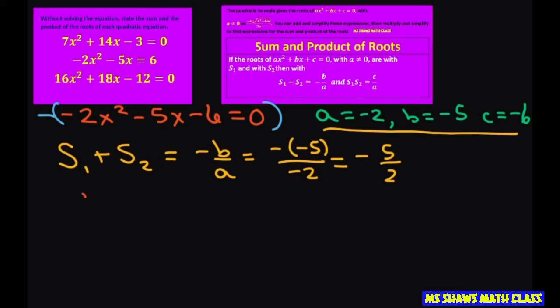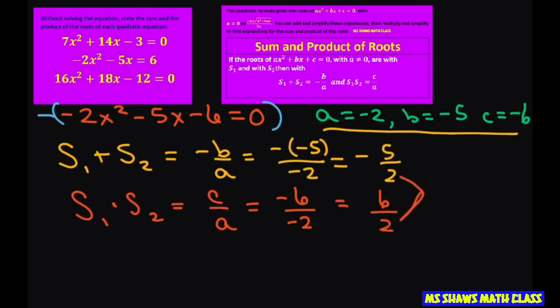All right, and our product is S sub 1 times S sub 2. That's C divided by A, which is -6 divided by -2. And that's going to give us 6 divided by 2. So these two are the same. All right, you want to make sure your A's are the same. You definitely could reduce this one to 3. But later on when we have to form quadratics, you want to make sure your A's are the same.